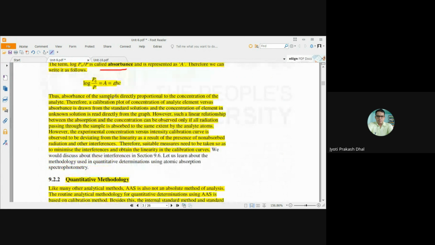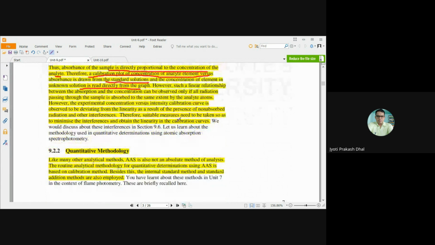So A equals epsilon bc according to this equation. Thus, the absorbance in the sample is directly proportional to the concentration of the analyte, because A equals epsilon b c. Here, epsilon is constant and b is the thickness of the cell, which is constant. Only c, the concentration, will vary. So the absorbance of the sample is directly proportional to the concentration of the analyte. Therefore, a calibration plot of concentration of analyte element versus absorbance is drawn from the standard solutions and the concentration of the element in the unknown solution is read directly from the graph.